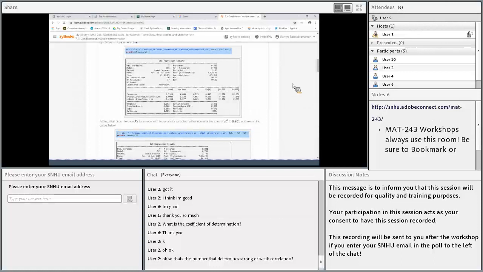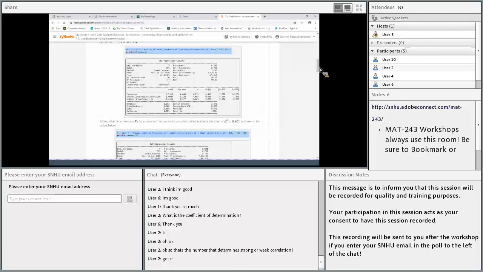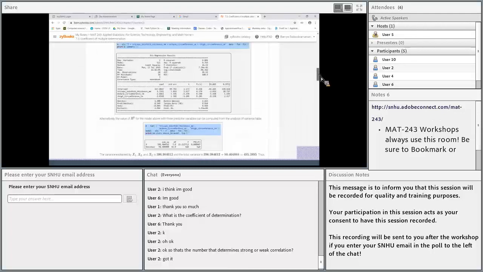Yeah, you can also say that it is helping you tell what kind of correlation it is. Yes, if it is a strong correlation, then definitely your R squared value will be more. So then you can say that X1 is strongly correlated to Y.